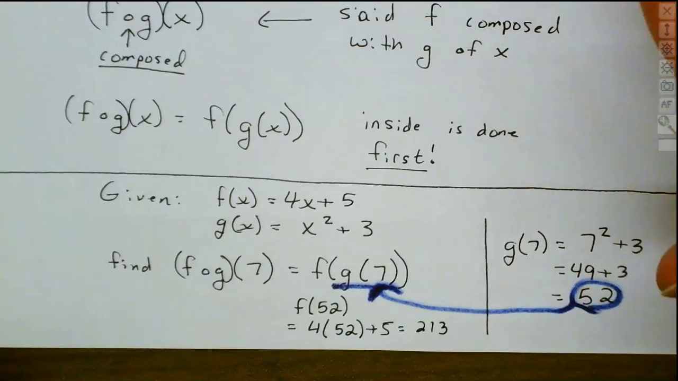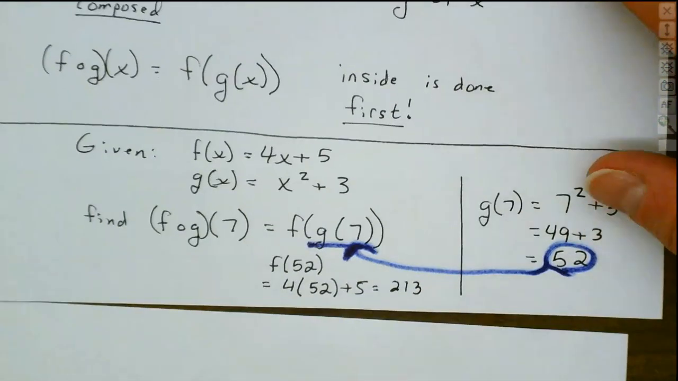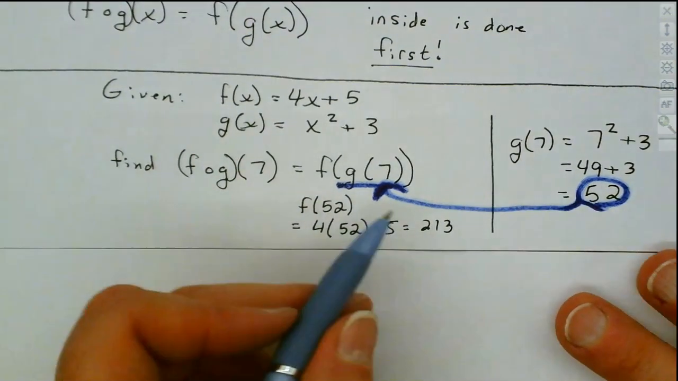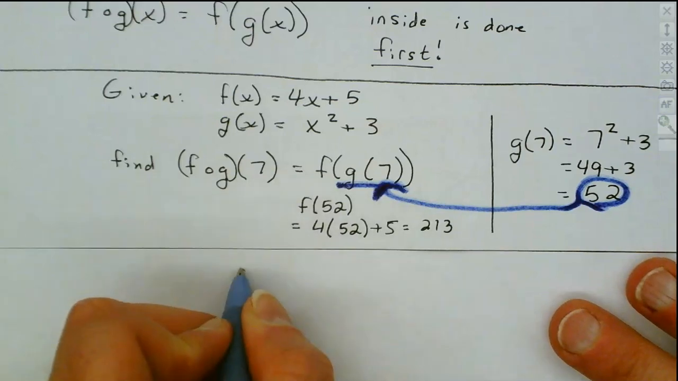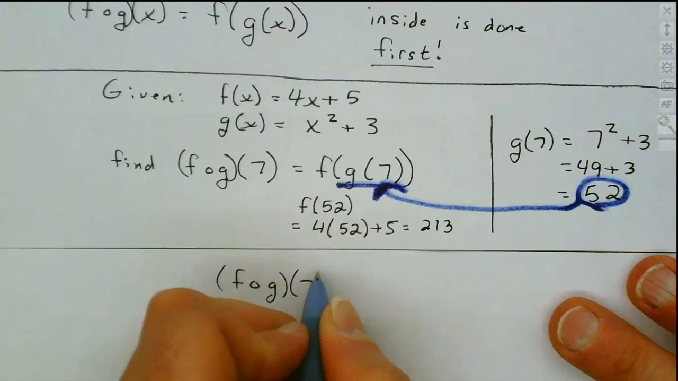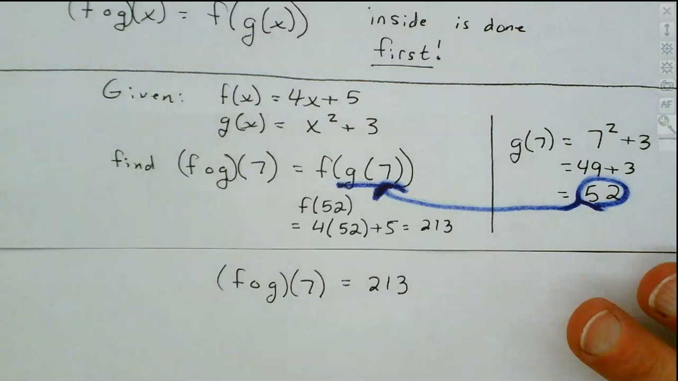So what's my final finished answer? Let's make sure we write it out. We know what our answer is going to be. 213. So what's going to be your final answer? F composed with G of 7 is 213. There's your answer.